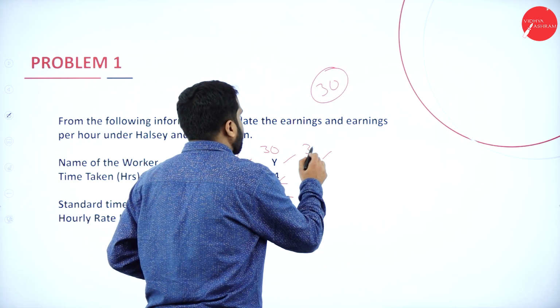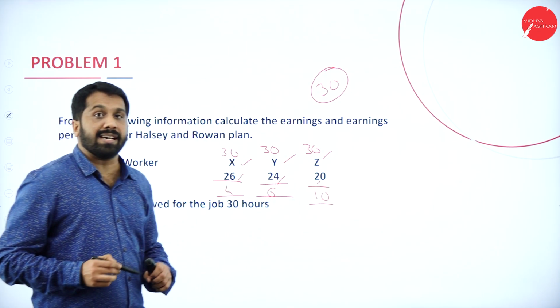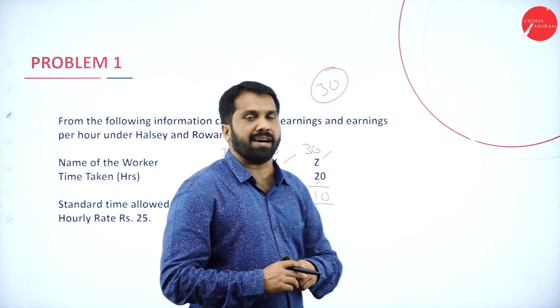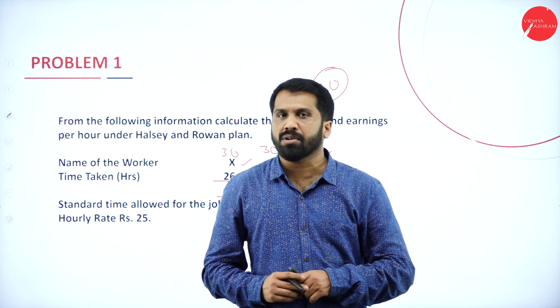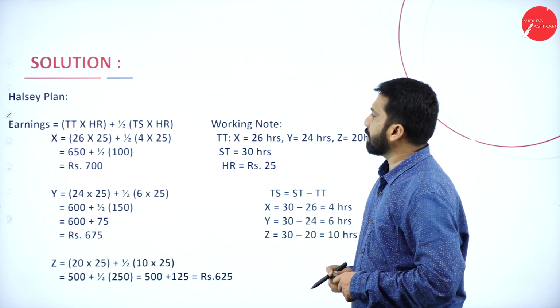Then, out of 30, he has worked for 20. So how many hours has he saved? He has saved almost 10 hours. So these are the information available, and we are supposed to do Halsey as well as Rowan. We'll go for the problem.